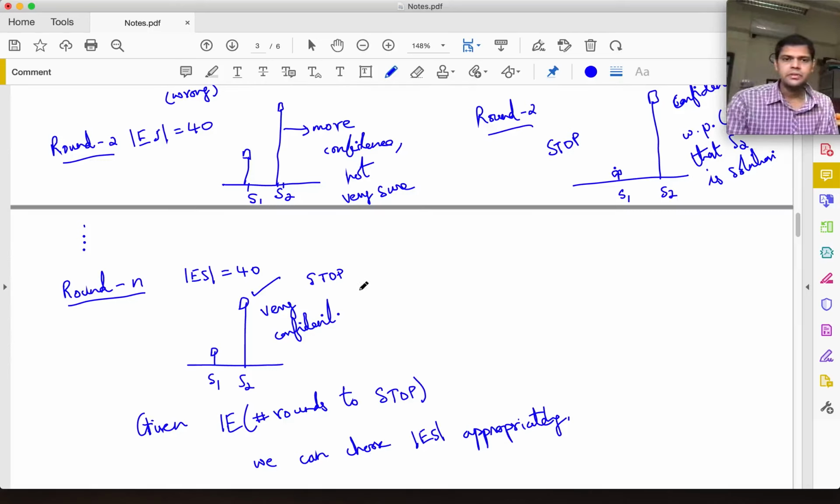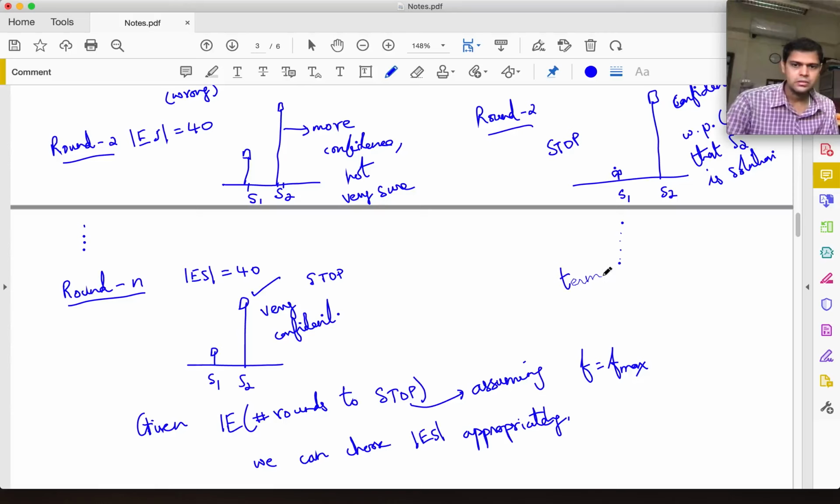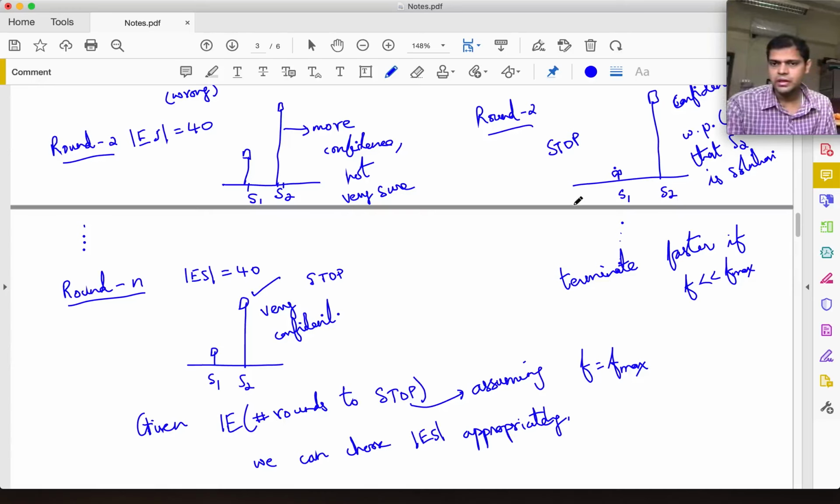And what is the advantage of this miracle algorithm? That if f is much less than f max, we terminate much earlier. Okay, so this is assuming f is equal to f max, right? And here we actually terminate much faster. So let's say we've designed for 5 rounds in the worst case, but if f is much smaller, let's say 0.1, we may terminate in 1 or 2 rounds, okay, with very high probability.